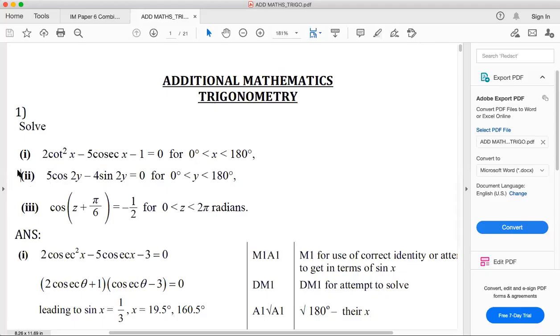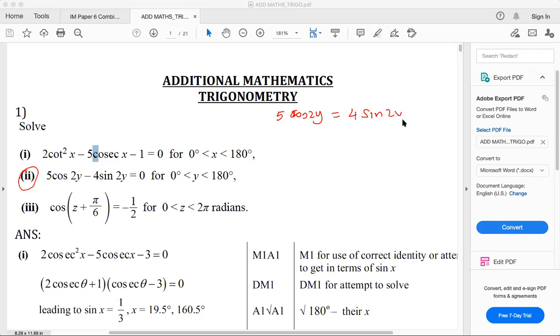Now let's take one more example, the second example, where we have to solve 5 cos 2y minus 4 sine 2y equals 0, where y is from 0 to 180. This might seem a little difficult in the beginning, but actually these are super easy questions. Here we are obviously going to do some operations. So 5 cos 2y equals 4 sine 2y.